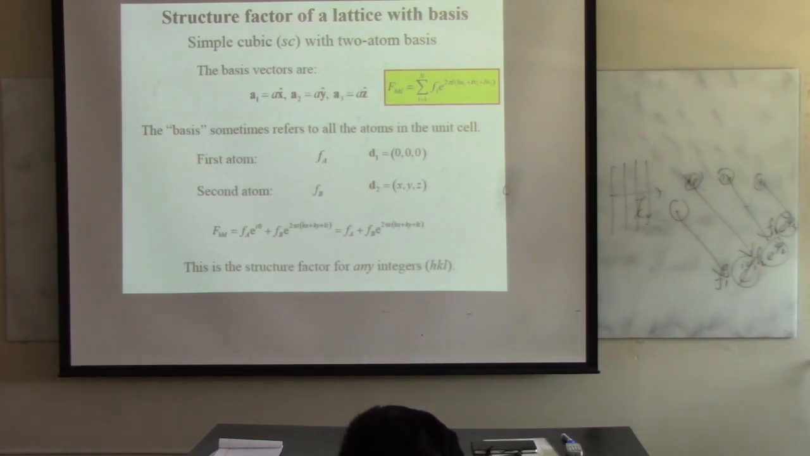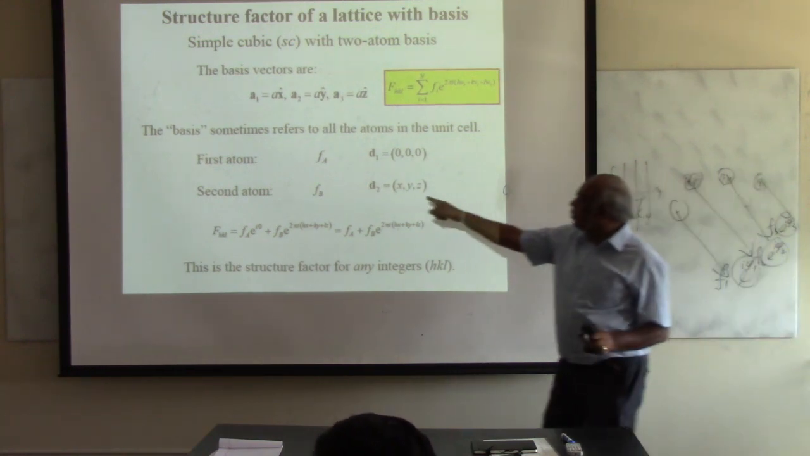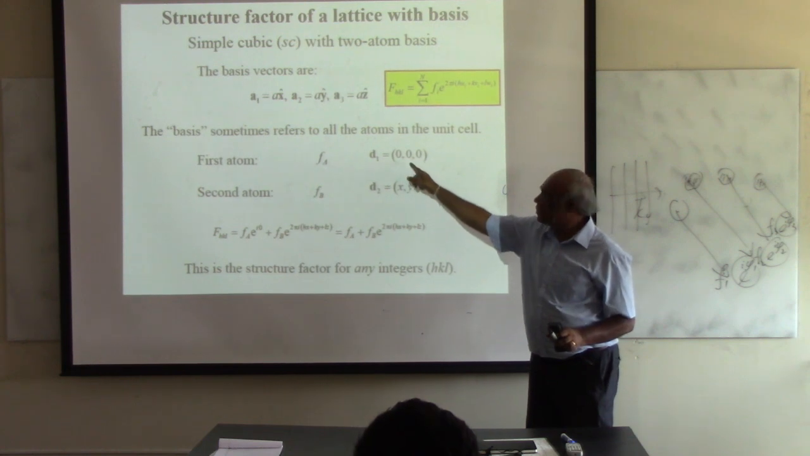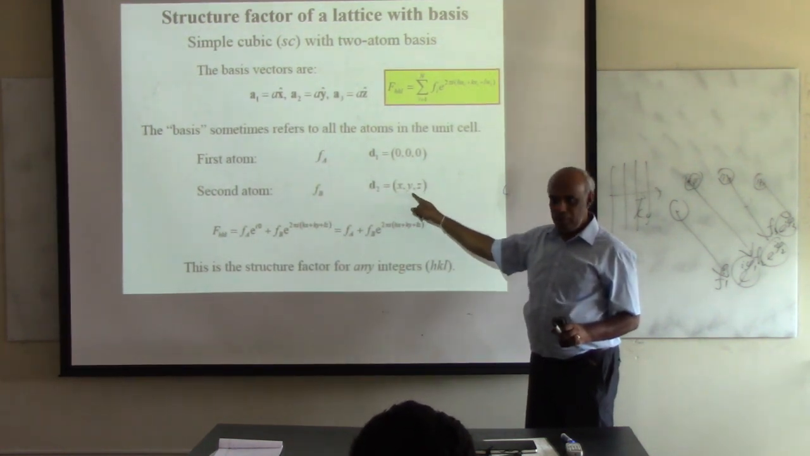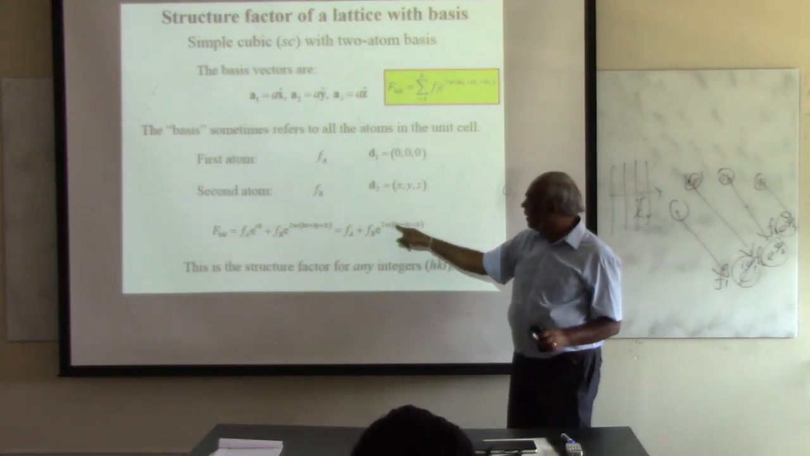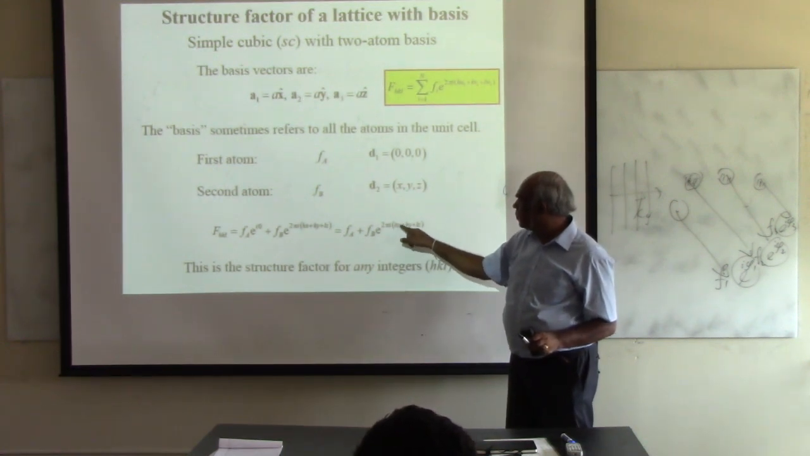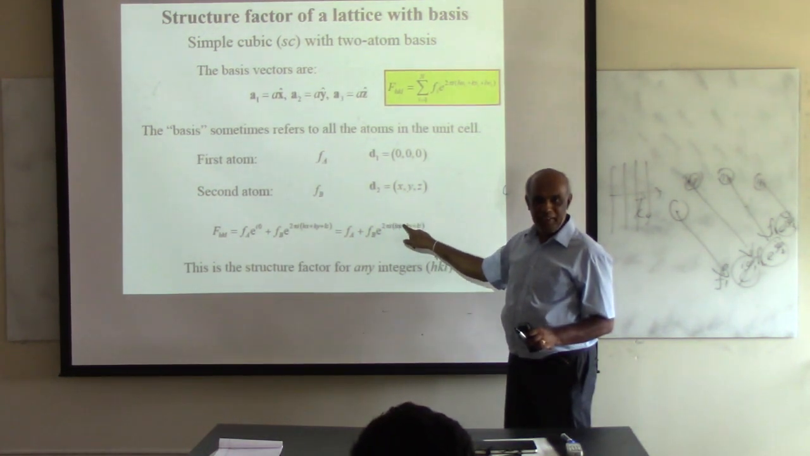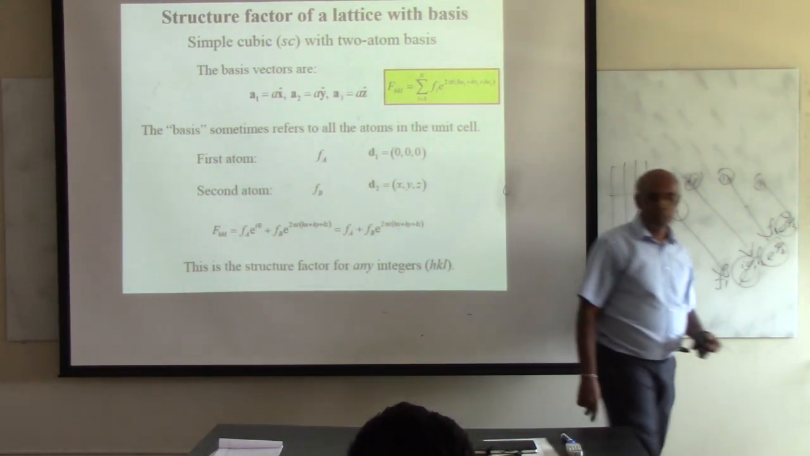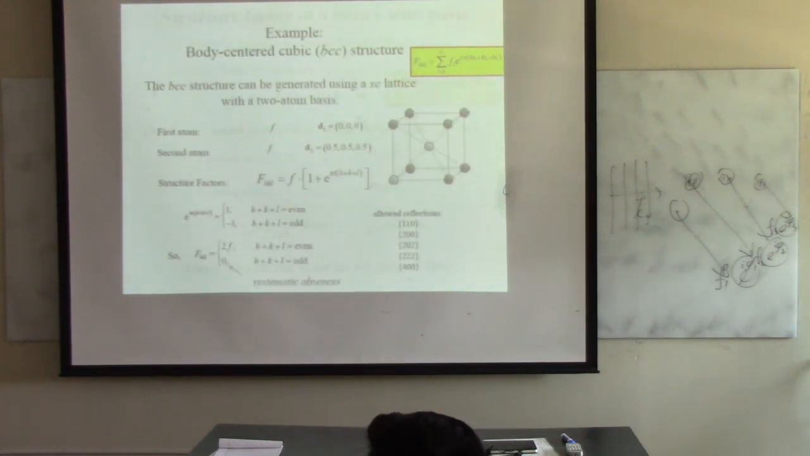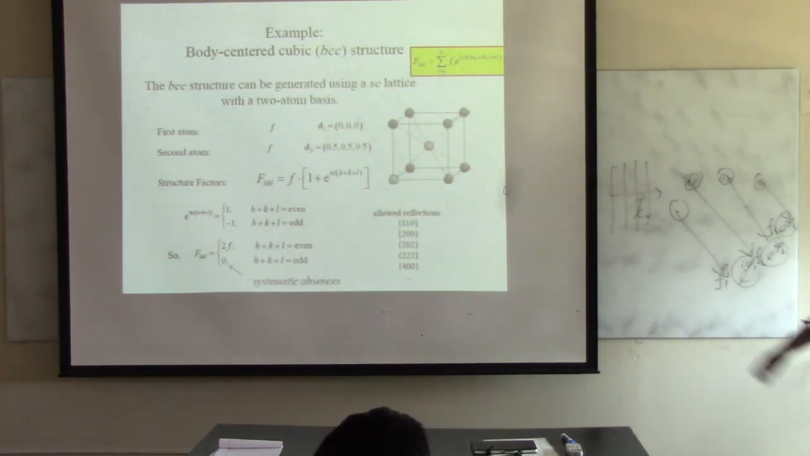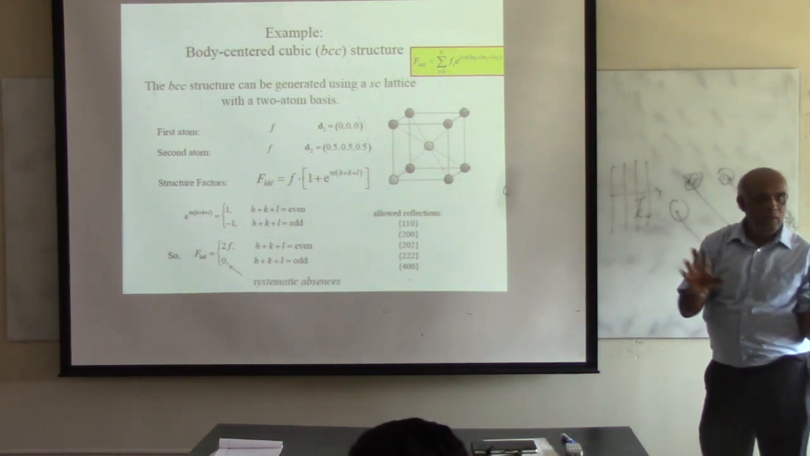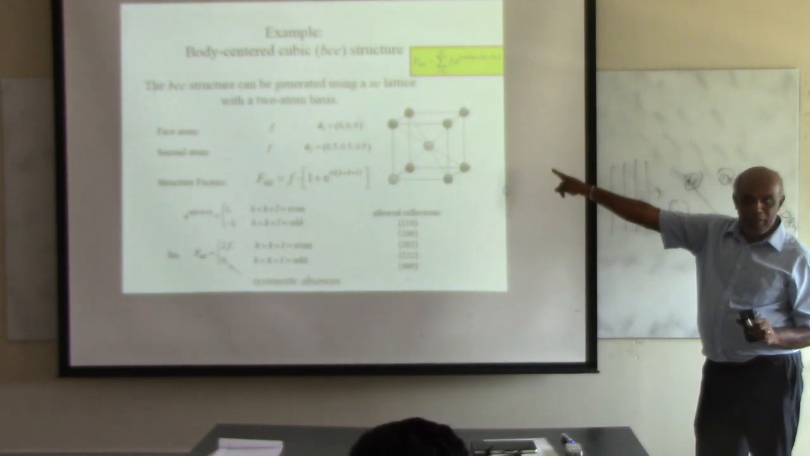That clear? So in this case, the one I showed you, what are x, y, z? Half, half, half, right? One was 0, the other one was half, half, half. When you cancel with this one, you get an odd number, right? That's why you get a negative number here. So now let's look at the body-centered cubic. In this, we can still consider it as simple cubic with a 2 atom basis, right?